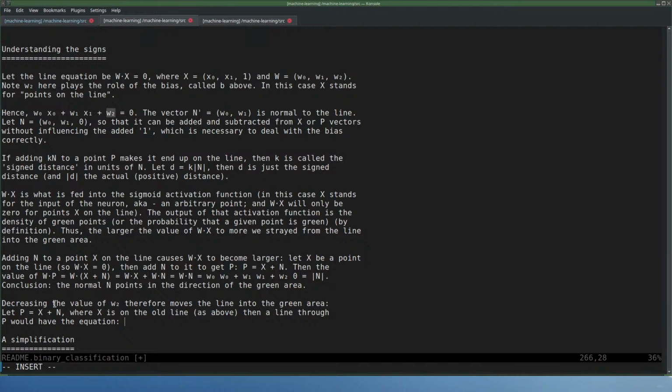Let's see, so decreasing the value of W2 therefore moves the line into the green area. And I want to prove it. So if we put a point P, where we add the normal, then we move into the green area. So P is now in the green area. And then I have to prove that the equation of a line going through P has a smaller W2.